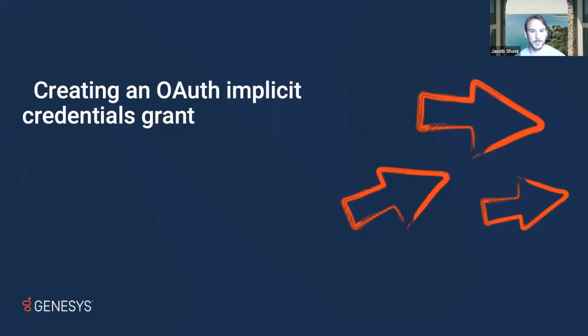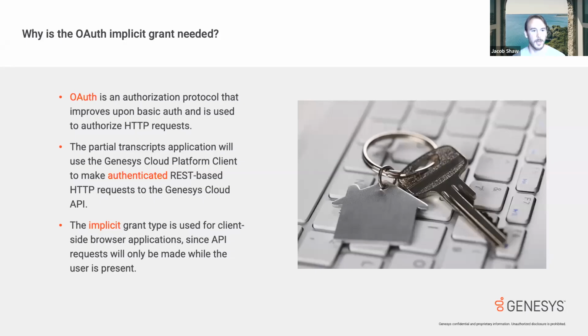Okay, so moving on into OAuth, there's some OAuth setup we need to do. So why are we using OAuth? It's an authorization protocol that Genesys Cloud uses for its REST-based HTTP requests. And since our application is going to make authenticated requests, we're going to need an OAuth client. We're going to use an implicit grant type, which is a single-step grant type that works with browser-based applications since we're using a user context.